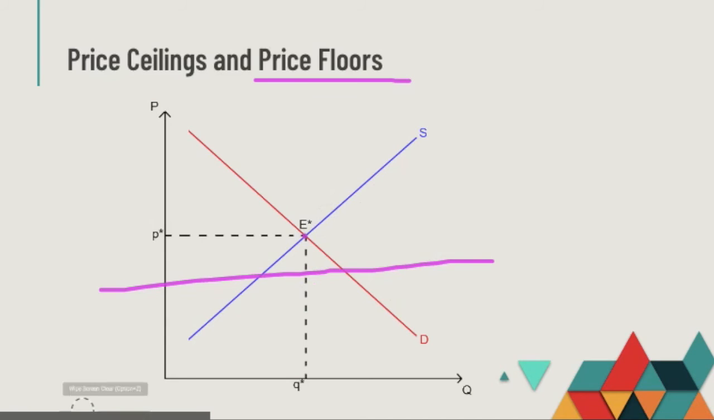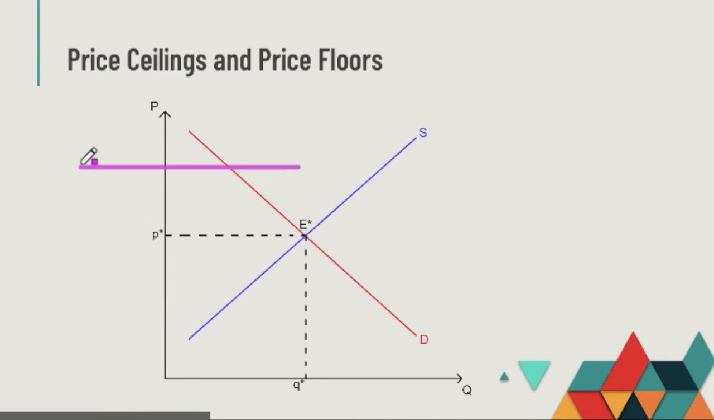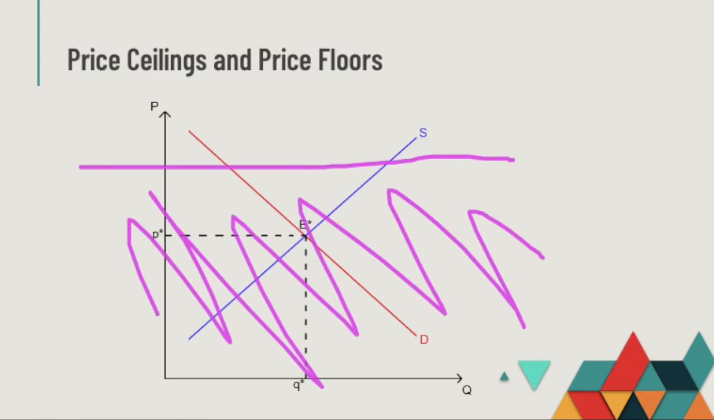But if we have a price floor that is above the equilibrium, that means everything below the price floor is going to be regulated by law, and it's going to be not allowed for the economy to operate in.